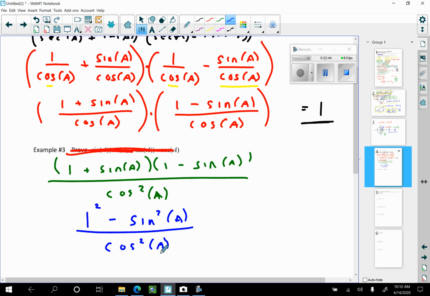Oh, what is 1? 1 squared is 1. What's 1 minus sine squared? 1 minus sine squared, ladies and gentlemen, is cosine squared of A over cosine squared of A. Hey, what's cosine squared of A divided by cosine squared? What? Heck yeah. Proof finished.